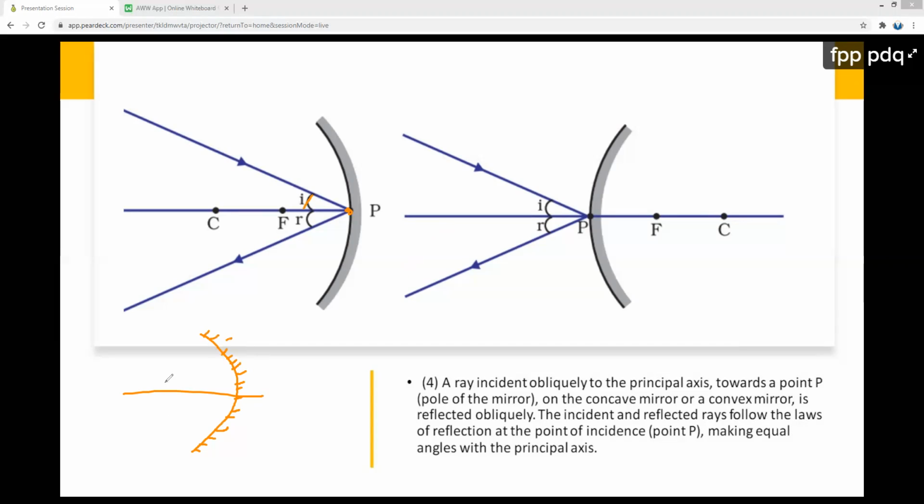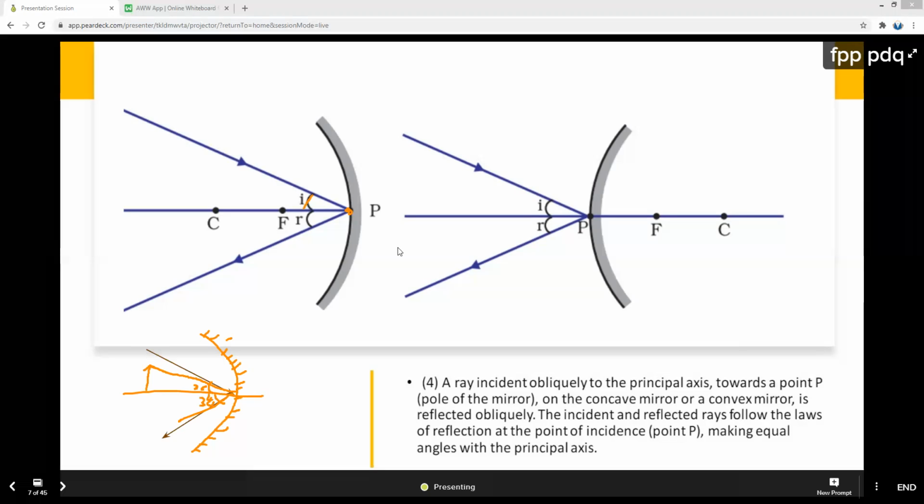Okay, so if this is a concave mirror, a ray of light passes, and this is the object, so the ray of light touches the principal axis. Now suppose this is 30 degrees, and this is the pole. When it touches the pole at an angle of 30 degrees, it will also get reflected at an angle of 30 degrees. So that's another rule.